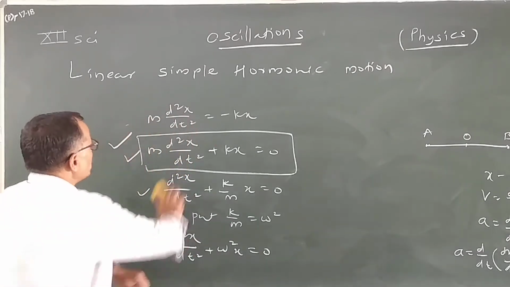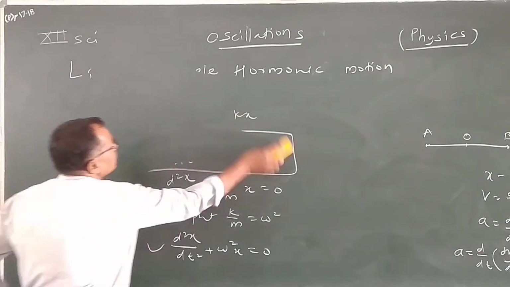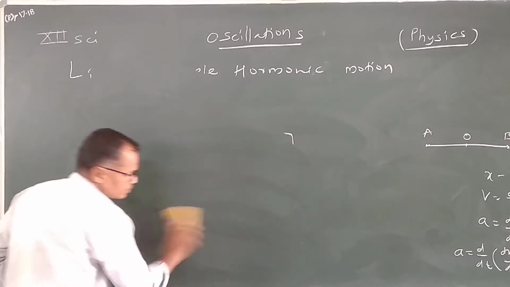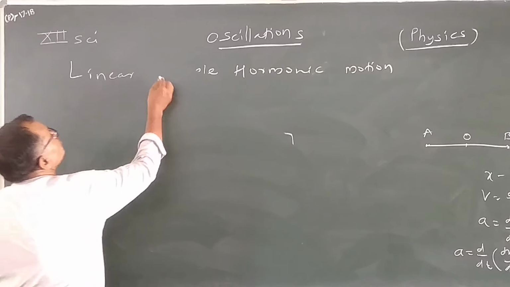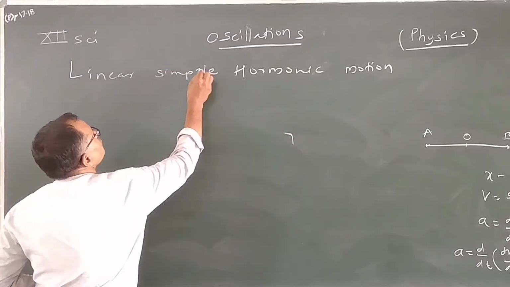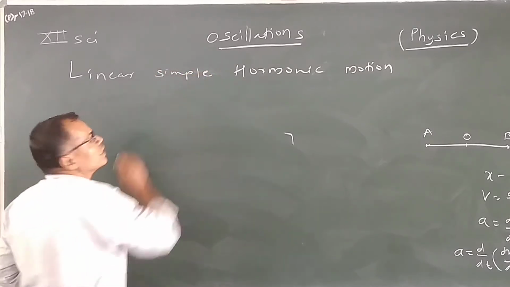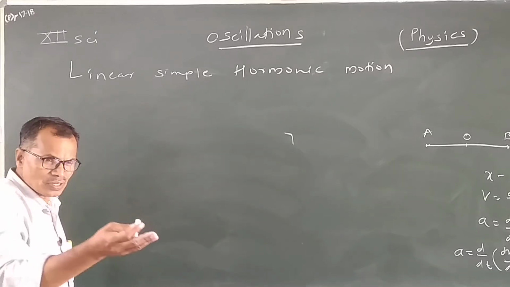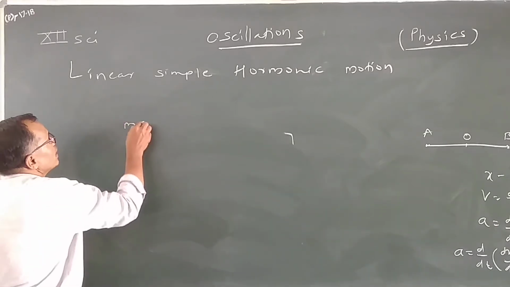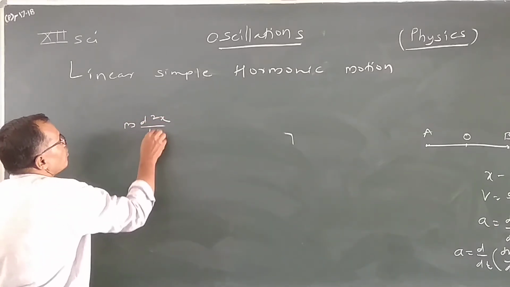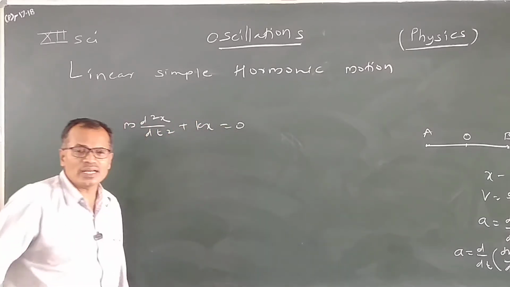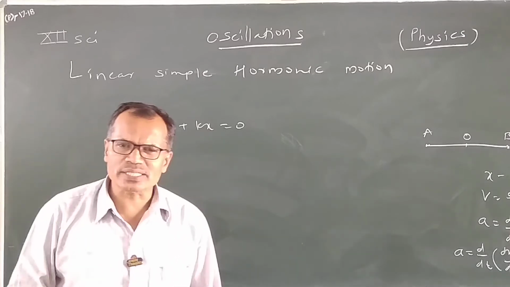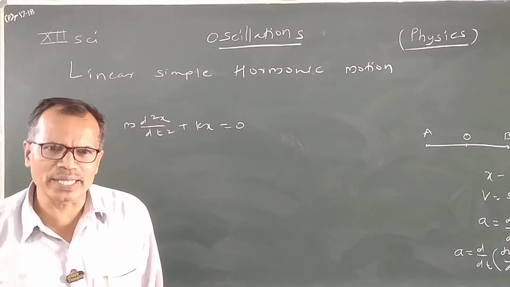Just see, we know that we have the equation of a linear simple harmonic motion. What is the equation? Yes, correct. m d square x upon dt square plus kx is equal to 0. This is our second order differential equation of a linear simple harmonic motion.